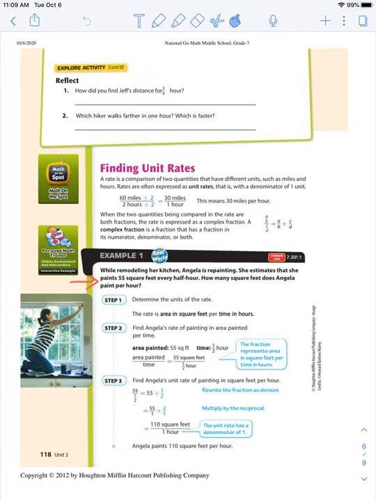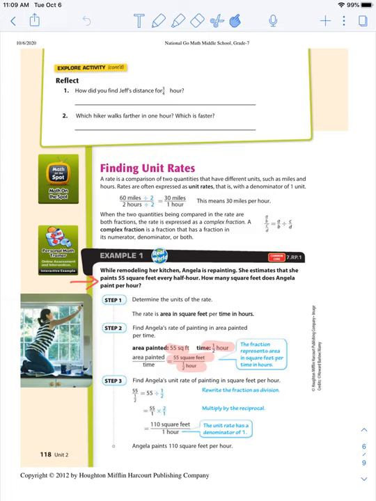Well, first, let's set up a ratio for what we know. We're going to set up area in square feet per time in hours. So we know she paints 55 square feet in a half an hour. We're going to set up a ratio, 55 square feet in a half an hour. Now let's think, what do we want to know? We want to know how much she paints in 1 hour.